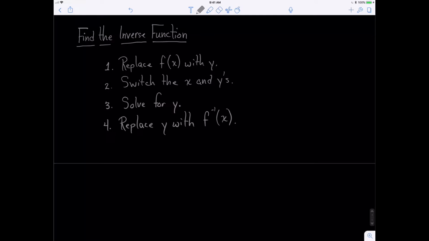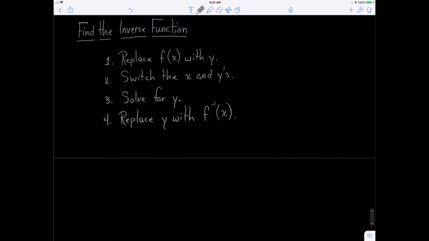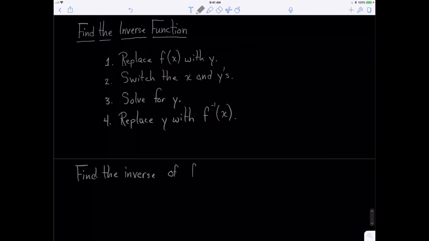Here we go. So let's try this. Find the inverse of f of x equals 2/3 x plus 2.